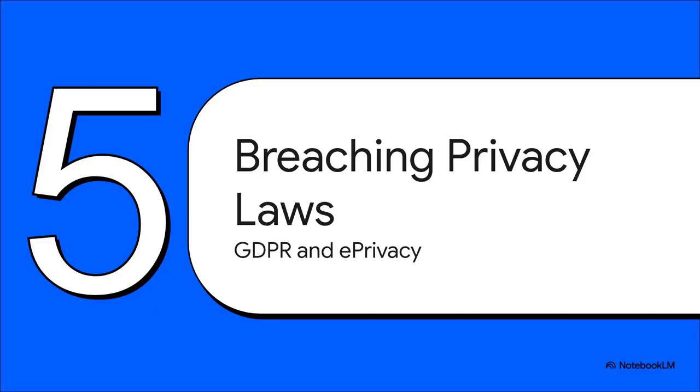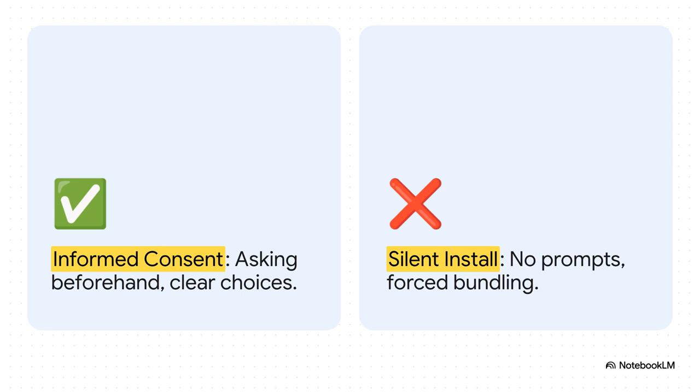Section 5, breaching European privacy laws. We need to look at how this unilateral distribution holds up against established global privacy rights. So, the gold standard for digital privacy is informed user consent. That means a company asks you beforehand, explains exactly what they want to do, and gives you clear yes or no buttons. But Chrome's approach with this AI model is the exact opposite.